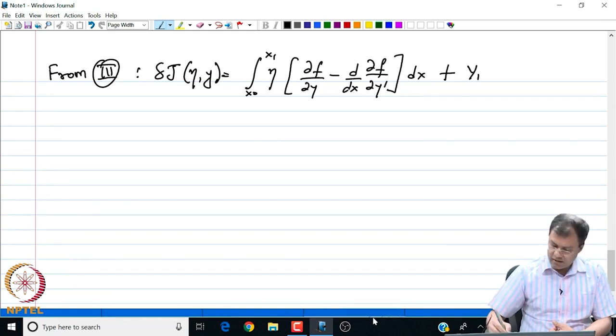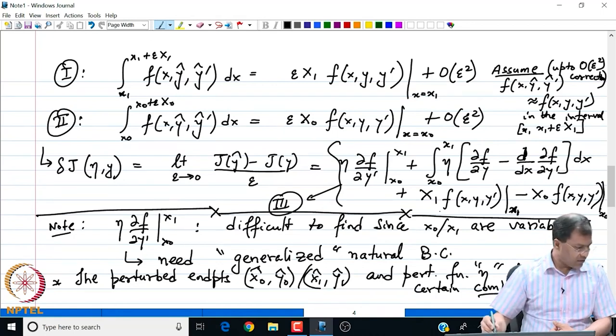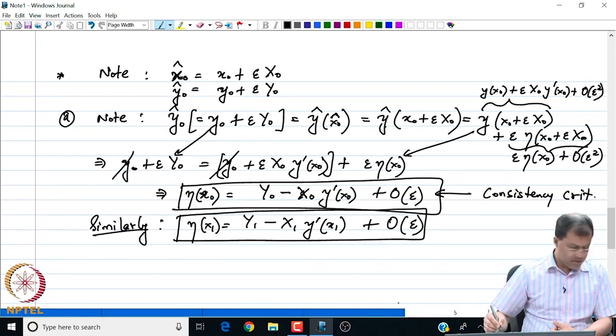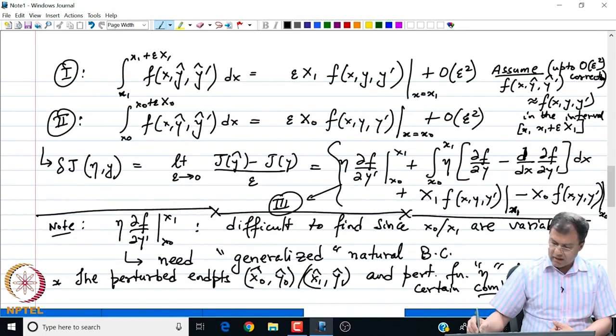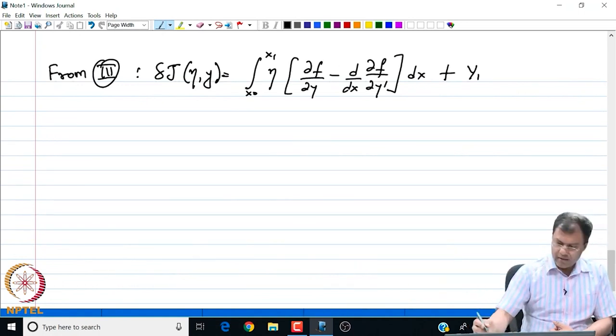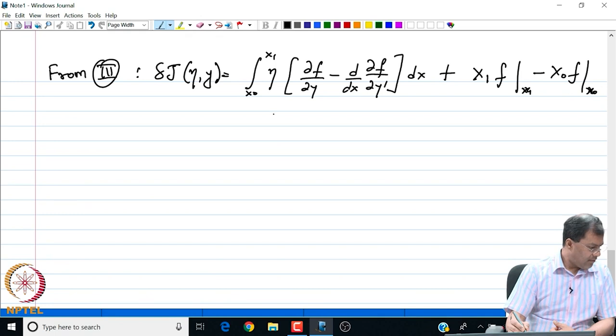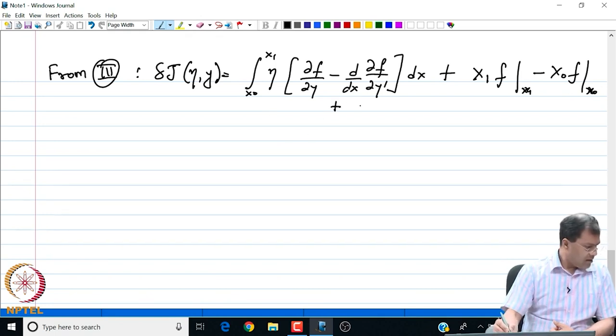We get that this is y 1, again going back, I have a quantity here, x 1 minus, so y 1, right. So, x 1 is here. So, let me just write down everything. So, I get x 1 f at x 1, minus x 0 f at x 0. Then I have plus.